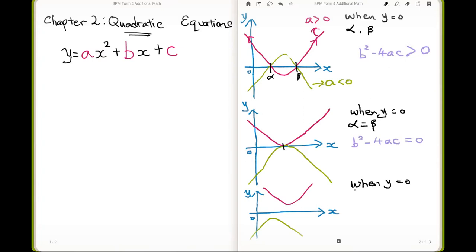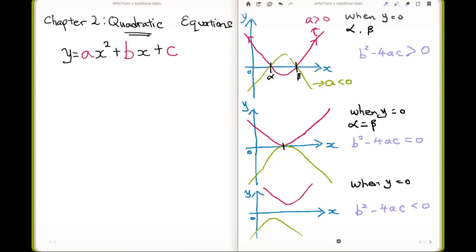Therefore, the condition would be b squared minus 4ac is less than 0, a negative number. When it's less than 0, a negative number, then it doesn't have any roots.